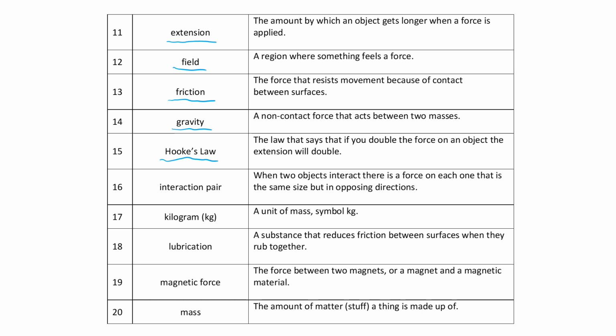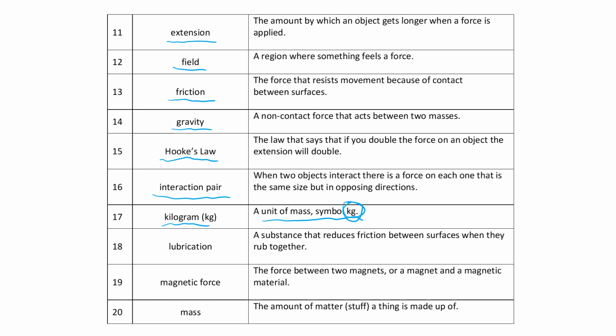When two objects interact, there is a force on each one that is the same size in opposite directions. They are interaction pairs because it's got two forces that are interacting with each other. The unit of mass and symbol kg, okay, that gives it a bit of an idea: kilogram. A substance that reduces friction between surfaces when they rub together.